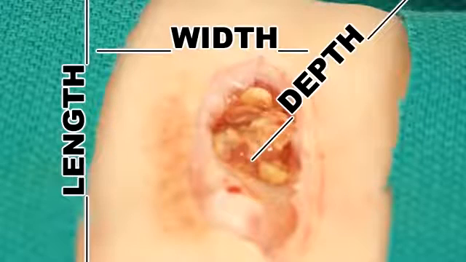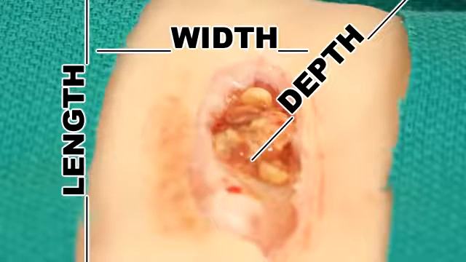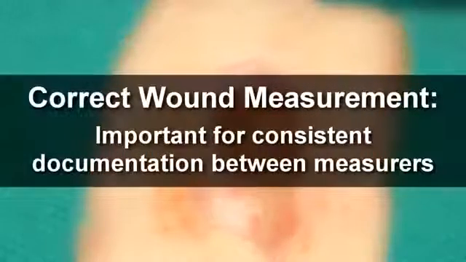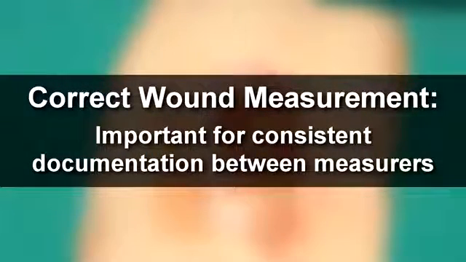The left to right or right to left convention does not matter in terms of the documentation. It is important, however, that length and width are correctly measured and documented, as the convention from head to feet for length and left to right for width are important in being able to reproduce measurements between measurers.